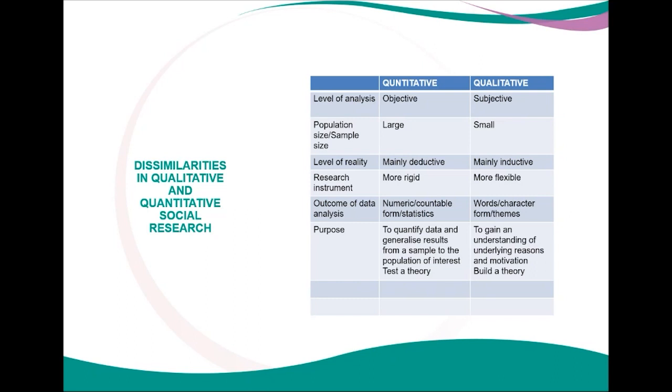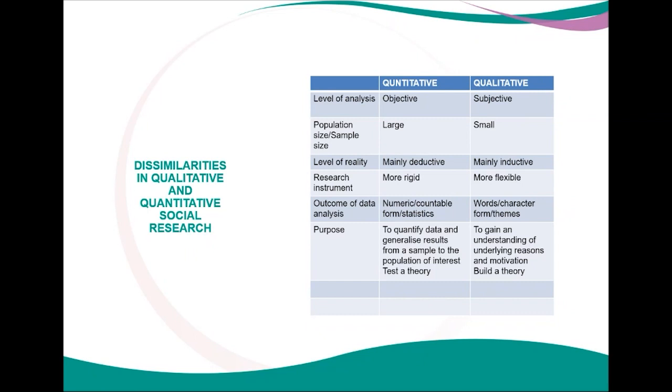And then when you look at the population size, with the quantitative, they can use a large sample. For example, when they use surveys, they can survey 1,000 people or large numbers, whereas qualitative usually uses small numbers. If you're doing an ethnographic study, you can use just one person, and that's enough. So they're not concerned with numbers.